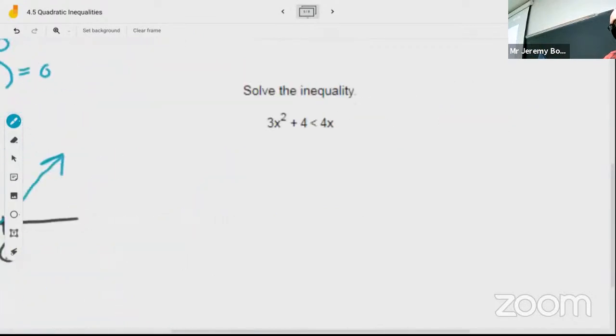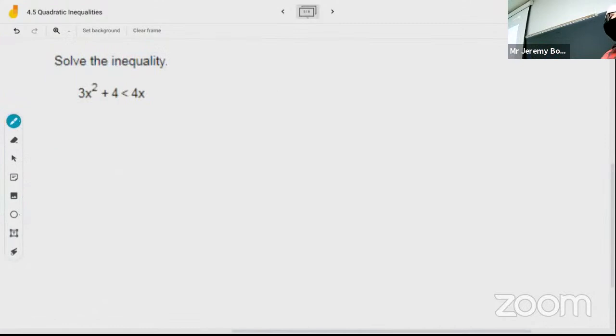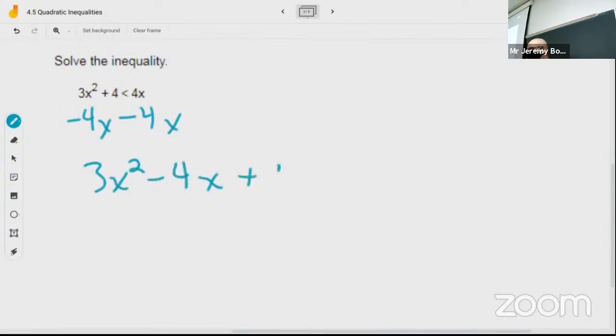All right, let's look at this one. Same kind of situation we got going on here. I would move the 4x. That way you keep your positive a value. Let's see what we get. We get 3x squared minus 4x plus 4 less than 0. We got it set up now. Let's make it equal to 0 to find those intercepts.